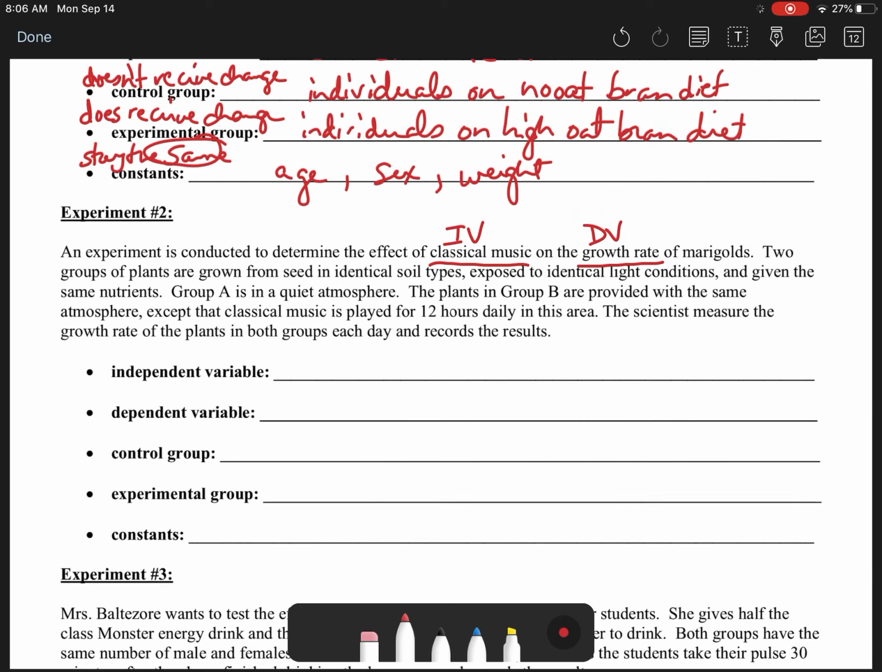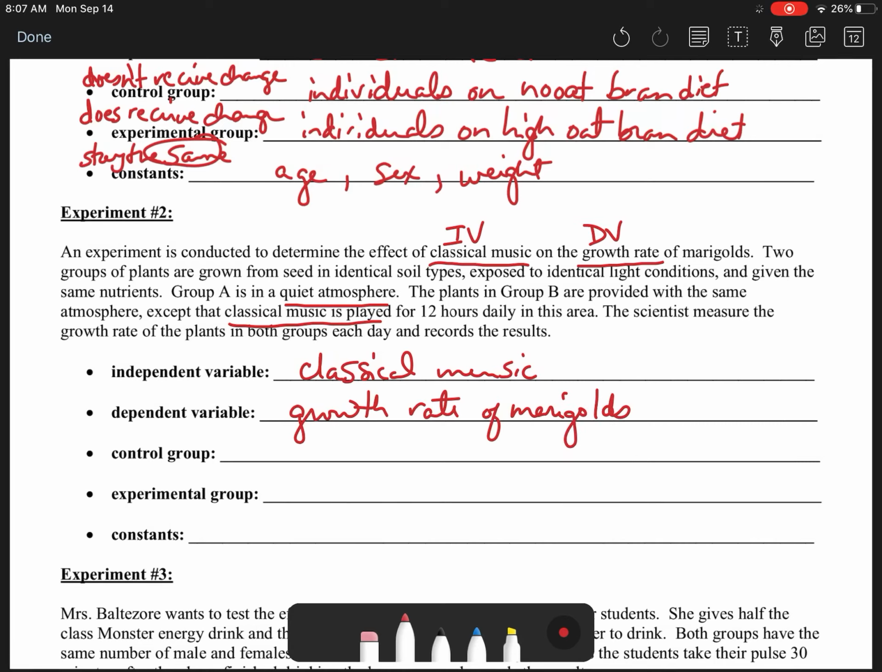They said 2 groups of plants are grown from seed in identical soil types, exposed to identical light conditions, and given the same nutrients. Group A is in a quiet atmosphere. Group B plants have classical music played, okay? And so the independent variable here is classical music. The dependent variable, what they're measuring, is the growth rate of the marigolds.